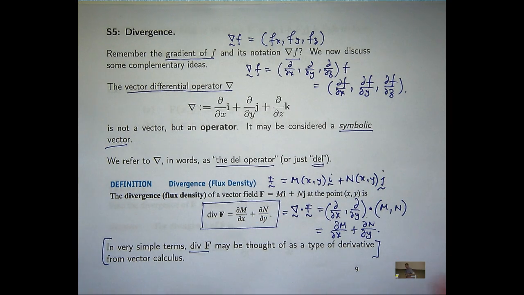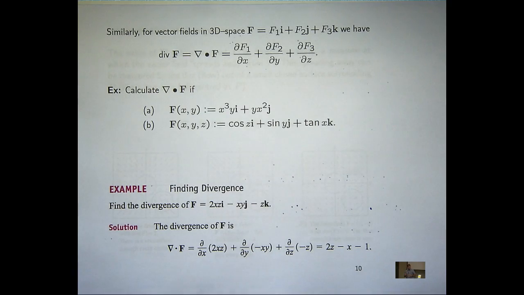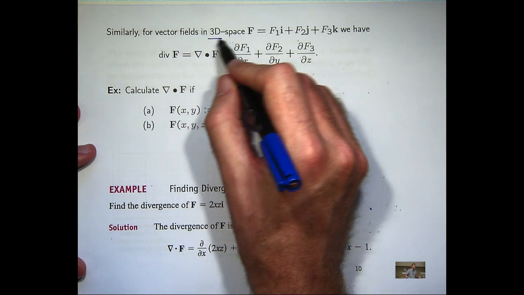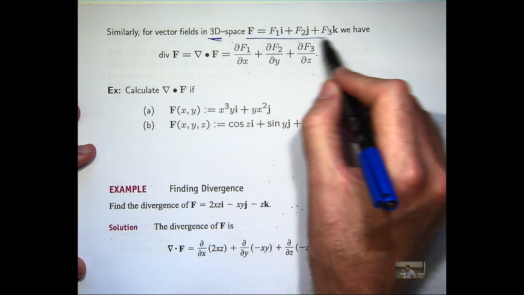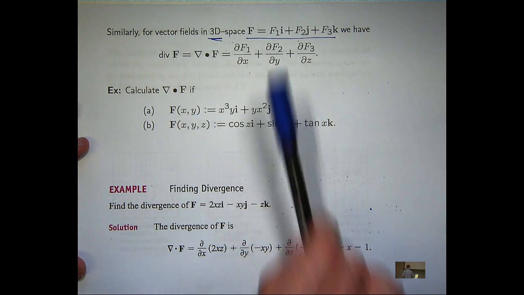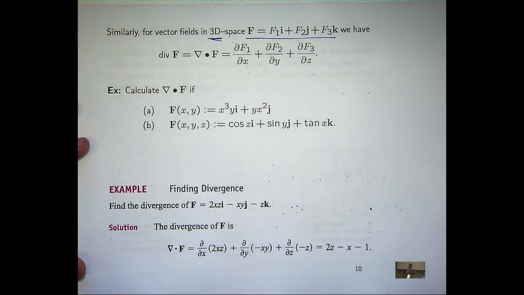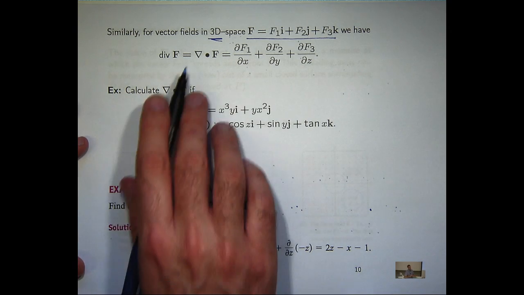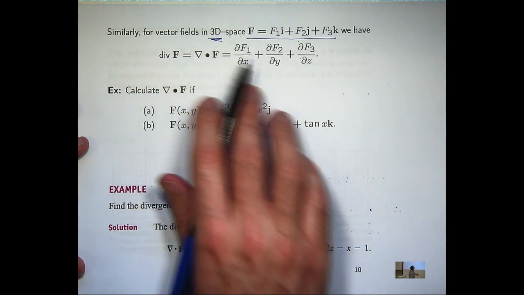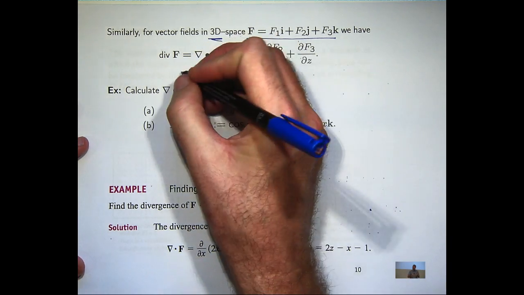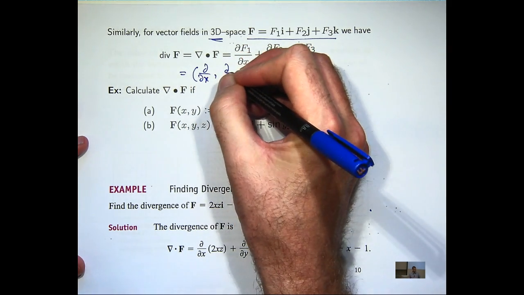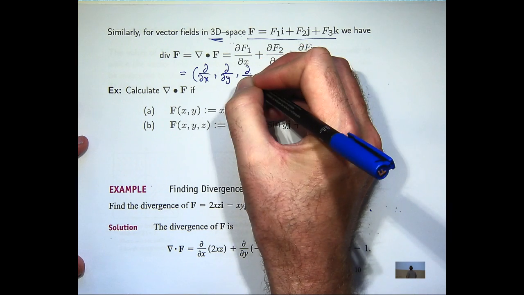Okay, so back to the divergence. Well, suppose I've got, that was working in the plane. Suppose I've got a vector field in three-dimensional space. So f sub 1, f sub 2, and f sub 3 are all functions of three variables, x, y, and z. Well, it's very similar. Essentially, it's just the following.